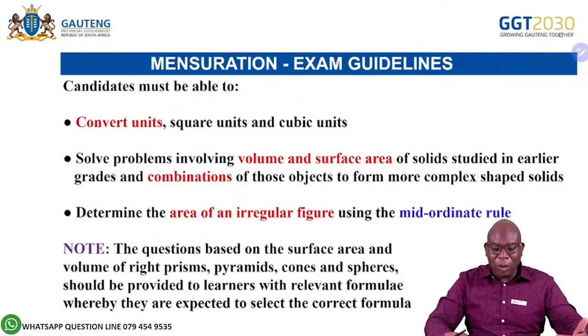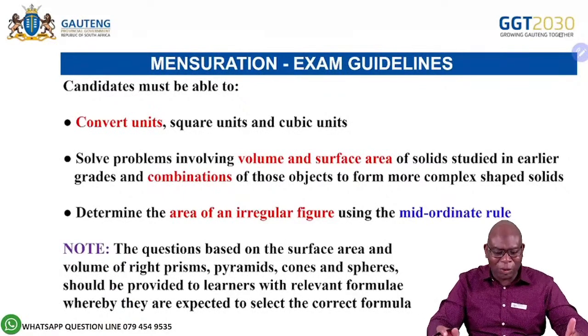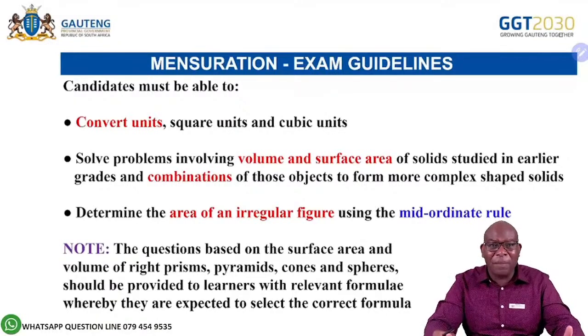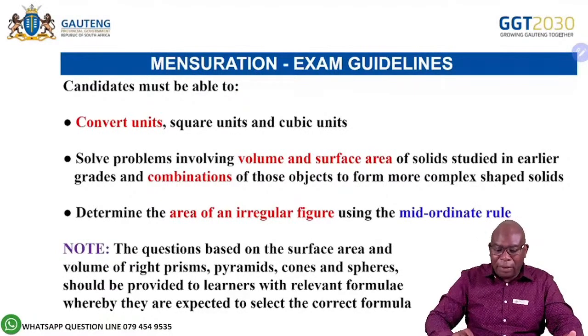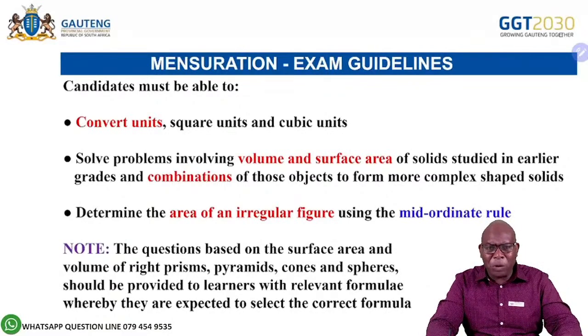Right, in mensuration, you need to know how to convert the units. Very important. Radians to degrees and degrees to radians and all that. You must be able to solve problems that include the volume and the surface area. The formula will be given, and we need to just apply those formulae. We need to be able to calculate the area of the irregular figure using the mid-ordinate rule. We'll do one question on that one. Okay, right. Some exam tips for paper 2.